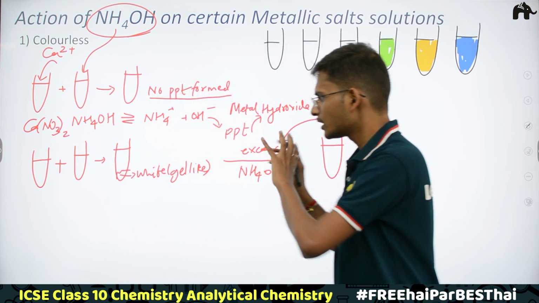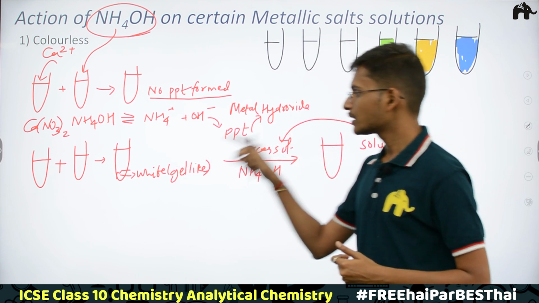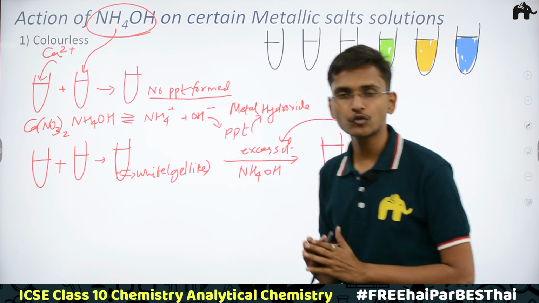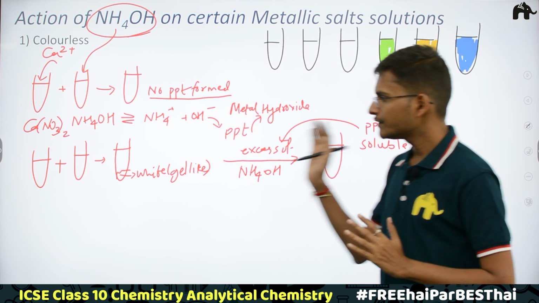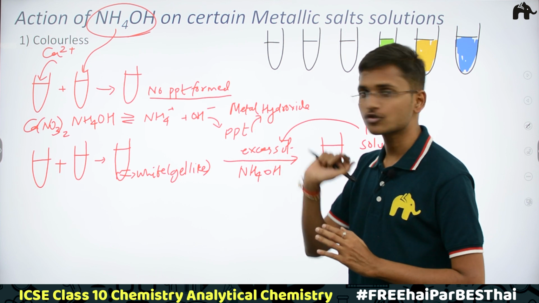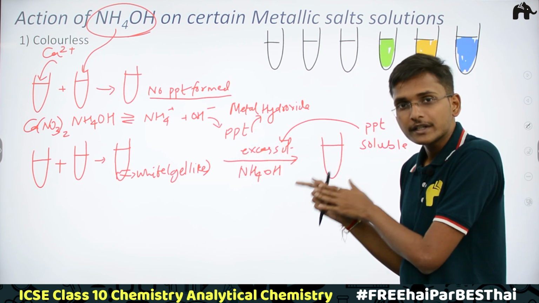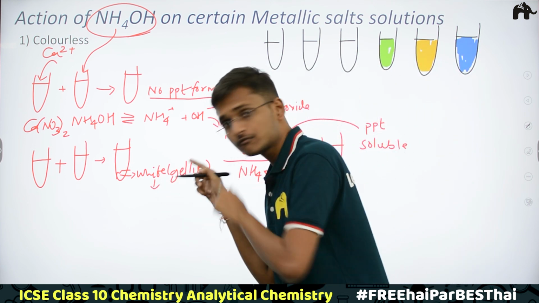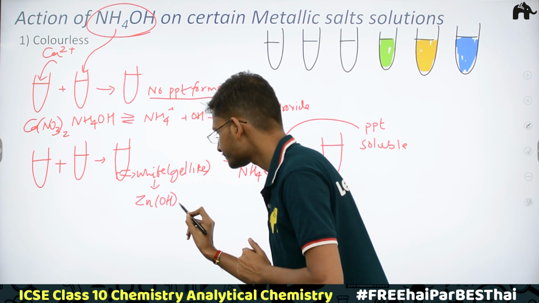Now we all know what we have to do is, first we have to remember this entire process that is happening. Which is this PPT? What is the name of this PPT? First we have to remember this thing. So if this thing is happening, when we are getting a white gelatinous PPT by adding drop by drop NH4OH in a metallic salt solution, and this white gel like PPT is getting soluble in excess of NH4OH, then this white gelatinous PPT is of zinc hydroxide.